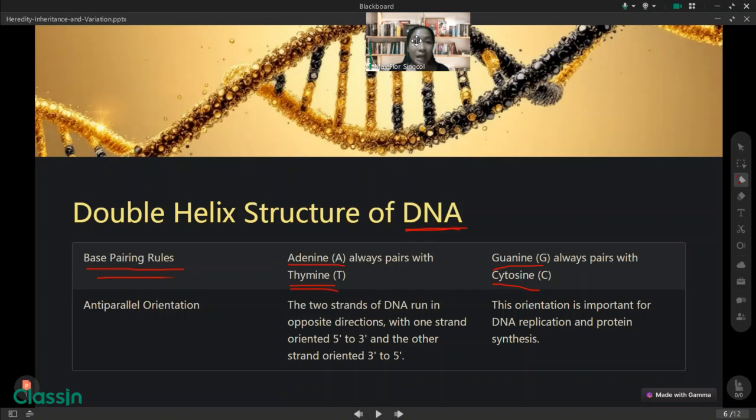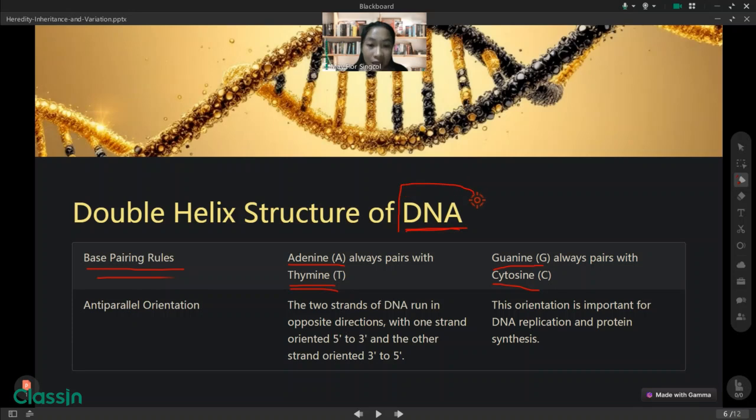So, just keep in your mind that guanine will always be paired with cytosine, and adenine will always be paired with thymine in the DNA. That is the base pairing rules. We also have anti-parallel orientation.